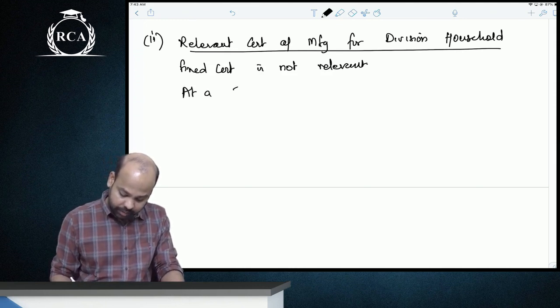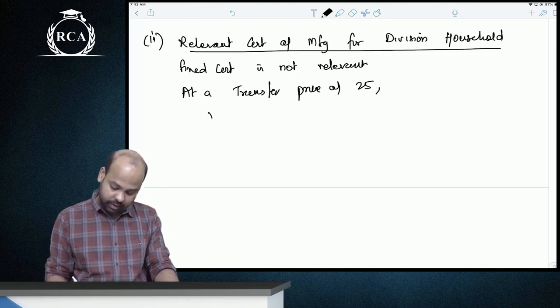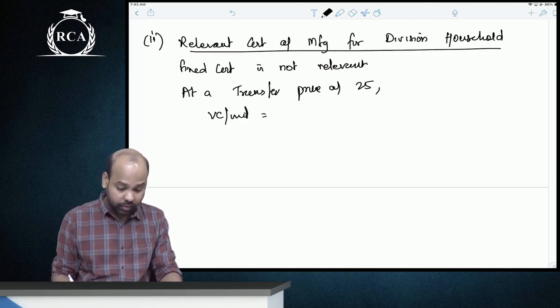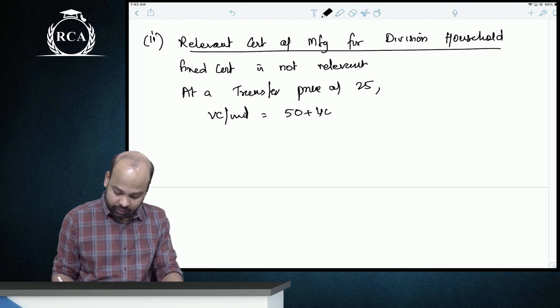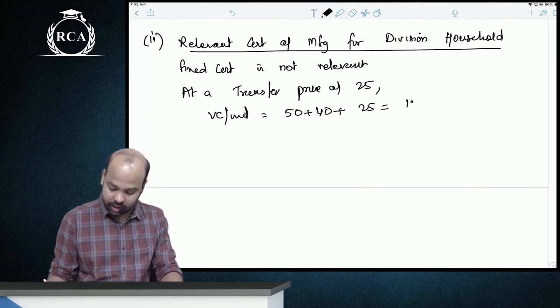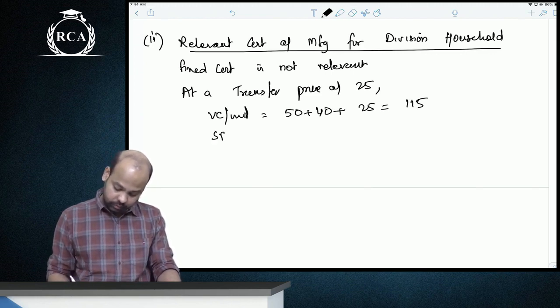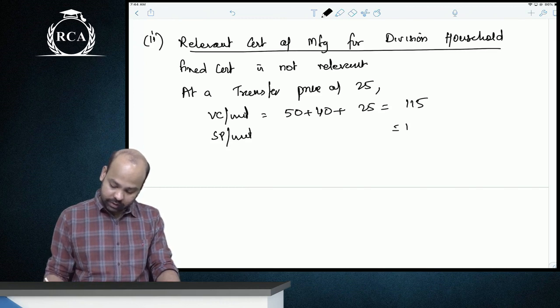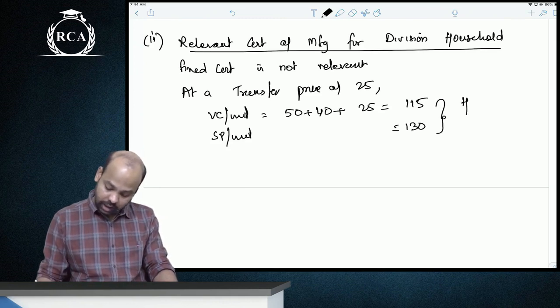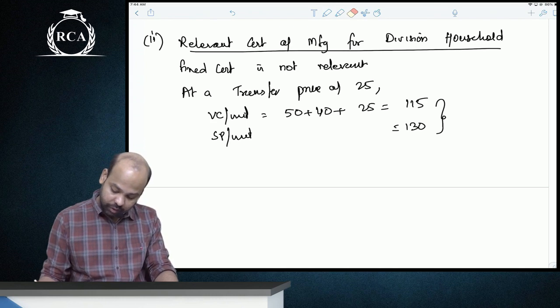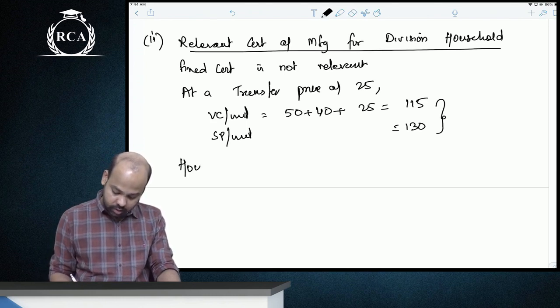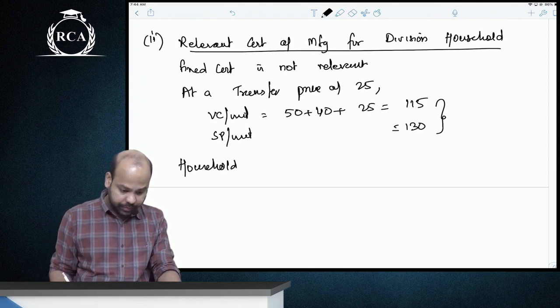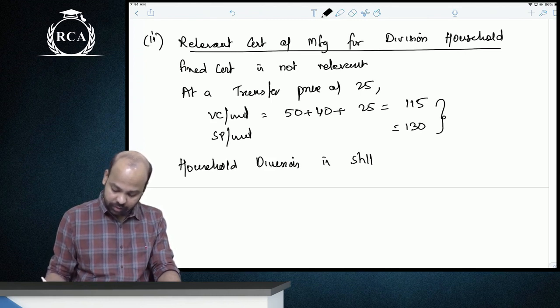At a transfer price of 25 also, their variable cost per unit, guys, would be 50 plus 40 external cost plus 25, 90, 115. Selling price per unit, guys, is 130. Household division is still making a profit of 15 rupees per unit.